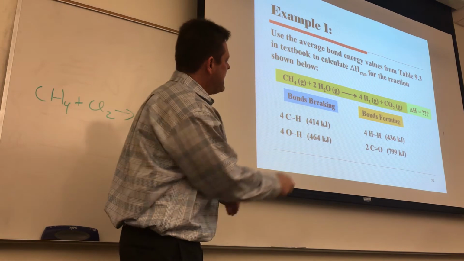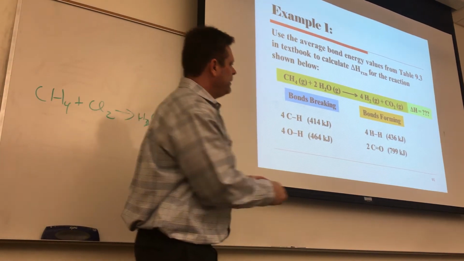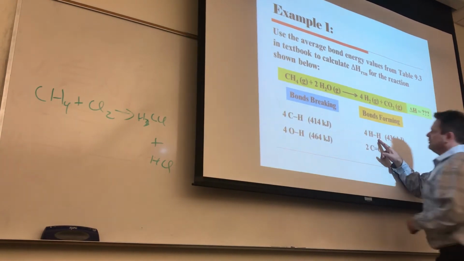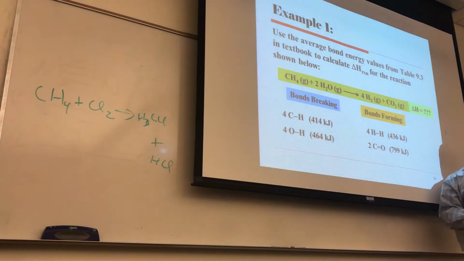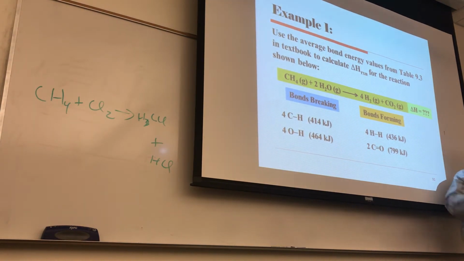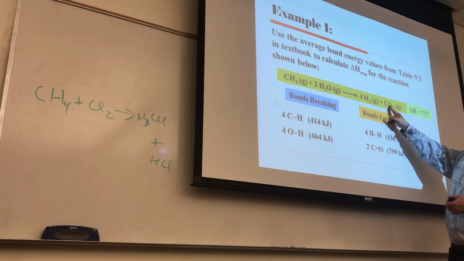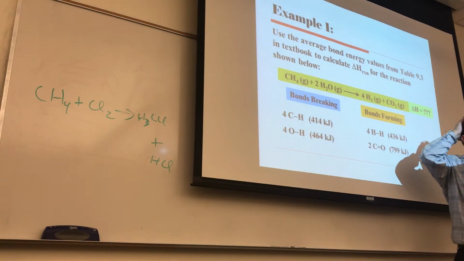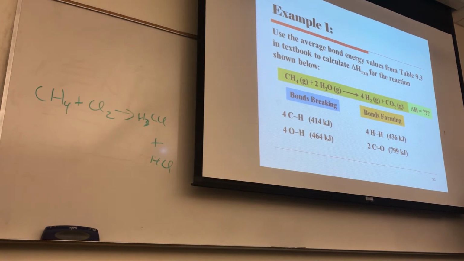Okay? I'm making 4 H2 bonds. So this is 4 H2, and this is a negative, so it's 4 times a negative 436, right? Bonds are forming there, so this is a negative. I'm forming 2 double bond COs. How do I know double bond? I had to make the Lewis structure. If I make the Lewis structure, I see that they're double.